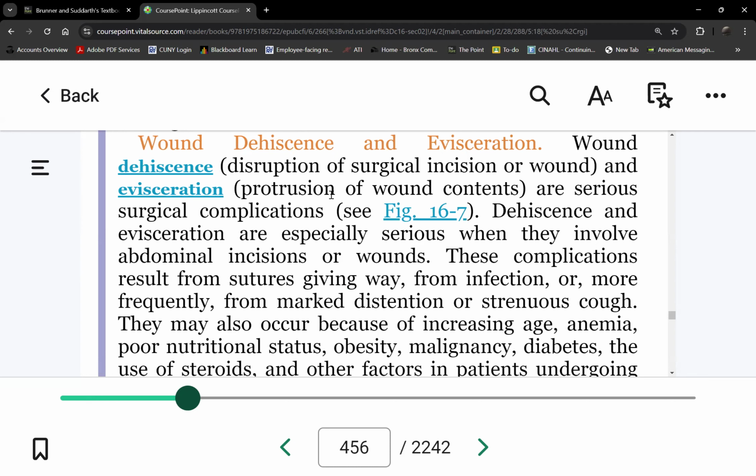Evisceration is when abdominal organs come out. Can evisceration happen anywhere else in the body besides the abdomen? No, right? So when we say evisceration, that means this is an abdominal incision. What about dehiscence? Can it occur in any other part of the body? Yes, it can occur on a knee, an elbow, shoulder, back surgery, or even a skull incision.